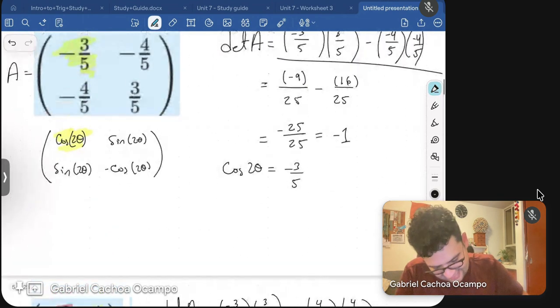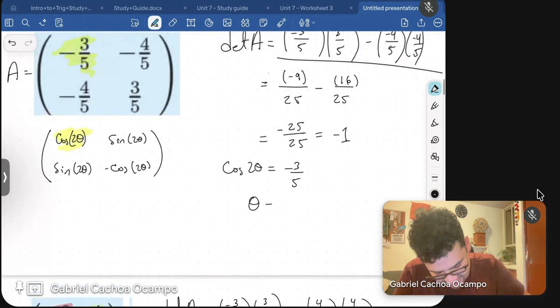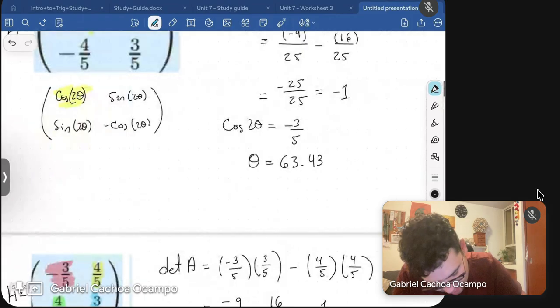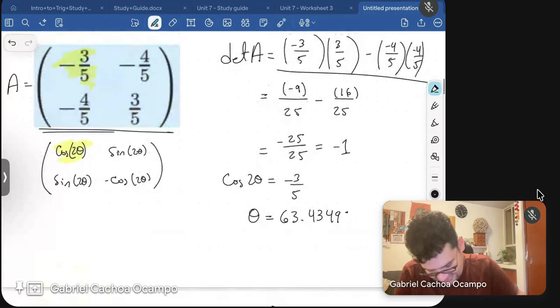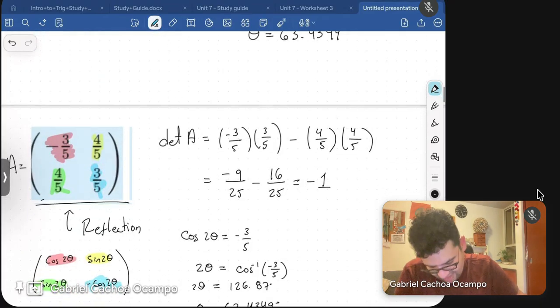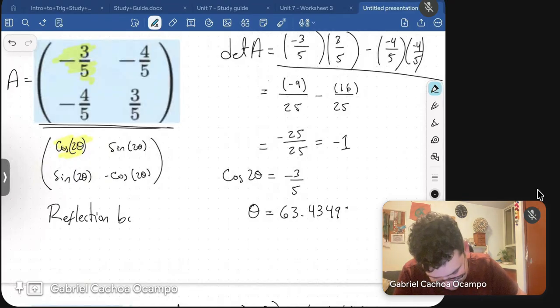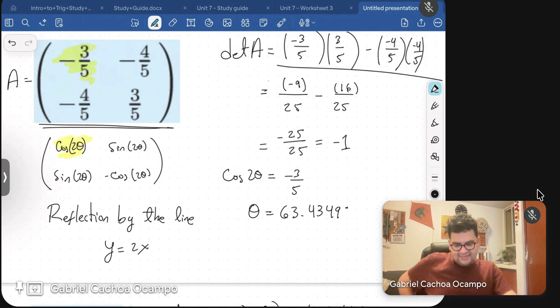So this means that theta again is 63.4349, no? I have the same equation. So that means that this matrix and this matrix do the same transformation. This is a reflection by the line y equals 2x, no? Observe that it is the same.